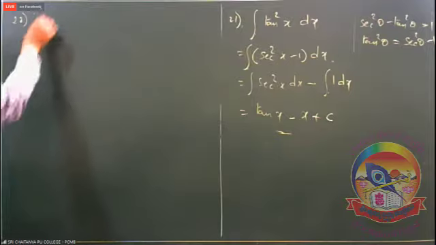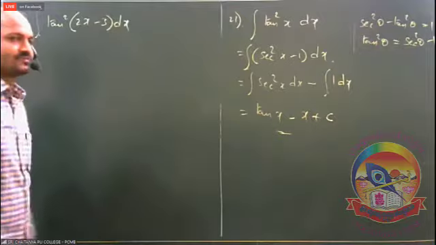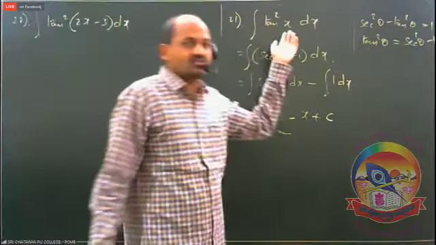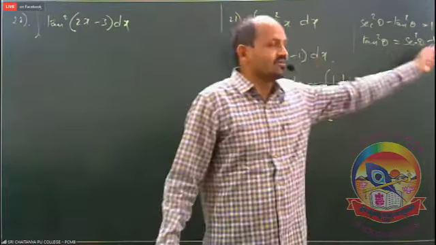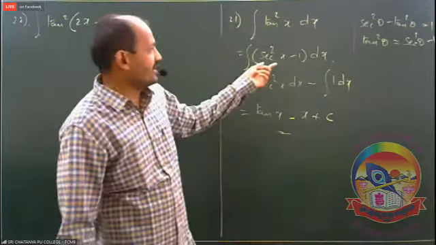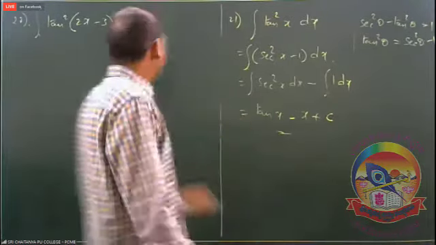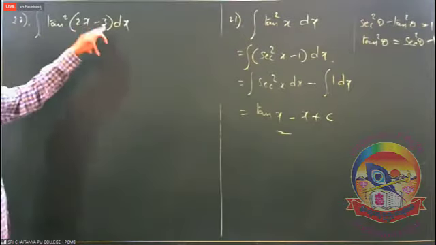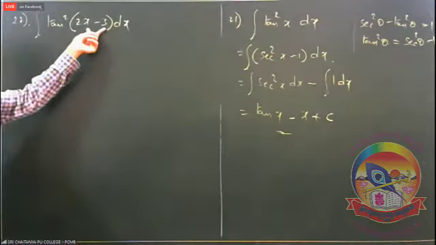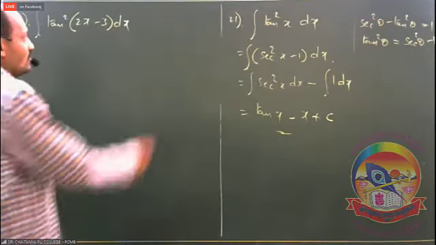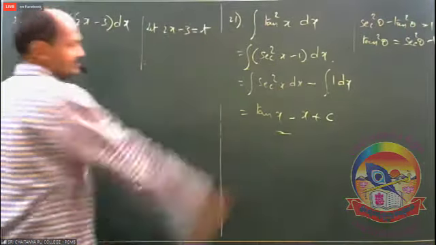Integral of tan square of (2x minus 3) dx. The previous one was the integral of tan square. By using the trigonometric identity, tan square theta is equal to secant square theta minus 1, then apply the integral of secant square is tan, integral of 1 is x. Here it is tan square of 2x minus 3, another function instead of x. This 2x minus 3, we have to consider as t. Let 2x minus 3 is equal to t.